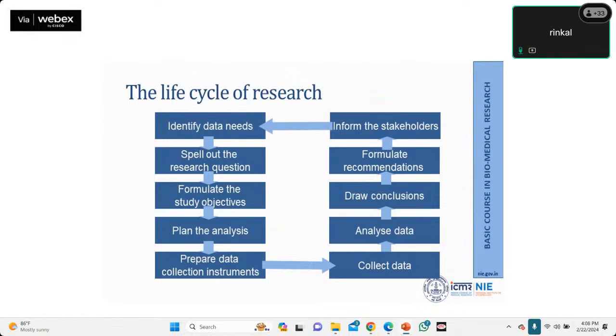Whatever the results are, we have to inform or send those results to the concerned stakeholders, so that your efforts, your results can be used by someone. Okay, and again the cycle restarts. Afterwards we can find that there are more needs of more data. Then again we can plan a new research, and that's how the research goes on. The life cycle of the research goes on.